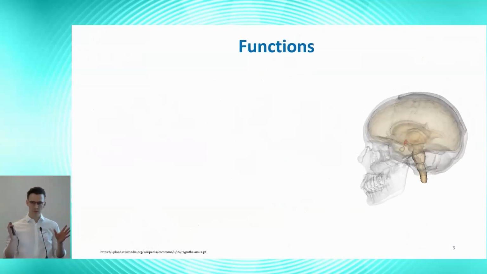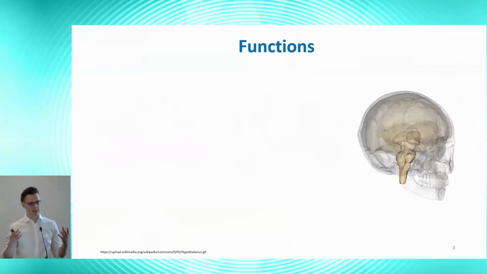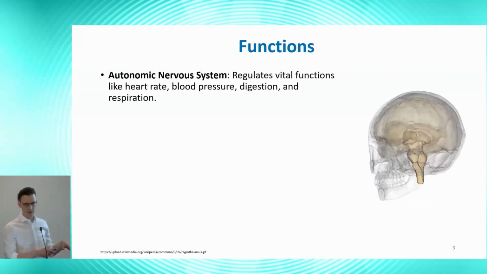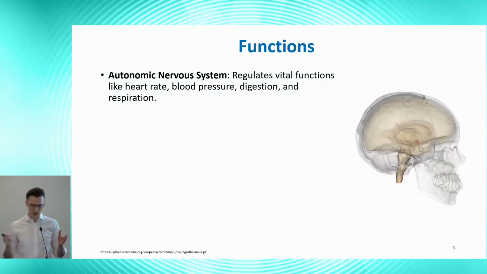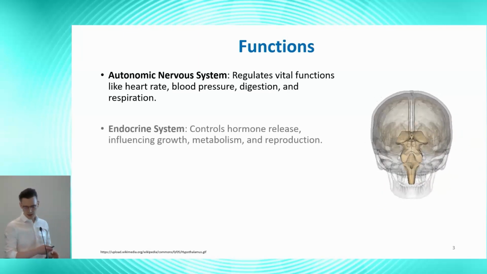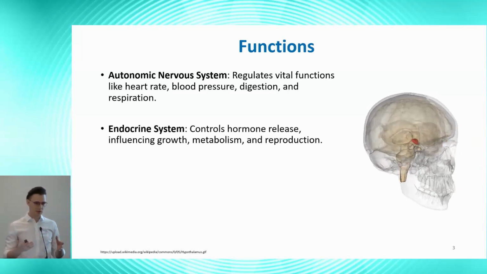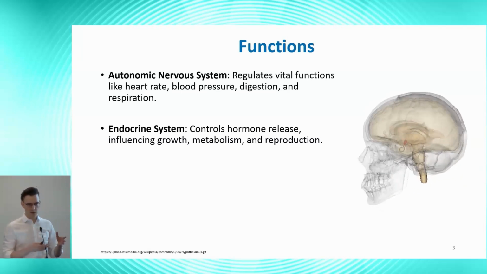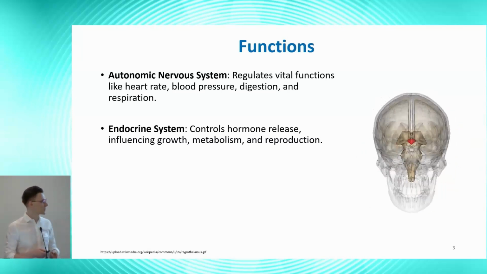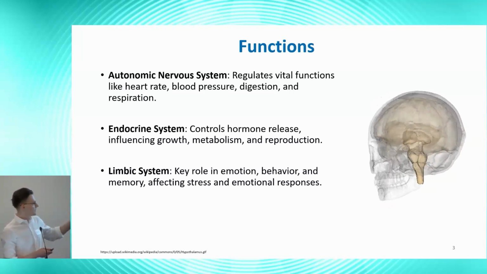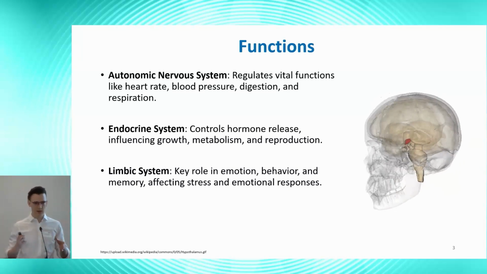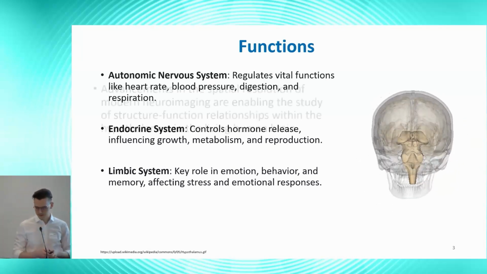Functionally, I would say the main function of the hypothalamus is to maintain the homeostasis of our bodily processes. But how does the hypothalamus achieve this? First, by controlling the autonomic nervous system, so it regulates vital functions such as heart rate, blood pressure, respiration, and water balance in our body. It is also involved in the endocrine system because it controls the production of hormones from the pituitary gland, which in turn influences growth, reproduction, and metabolism. Last but not least, the hypothalamus plays a key role in the limbic system, meaning emotions, memory, and different types of behavior, such as aggressive behavior, for example.